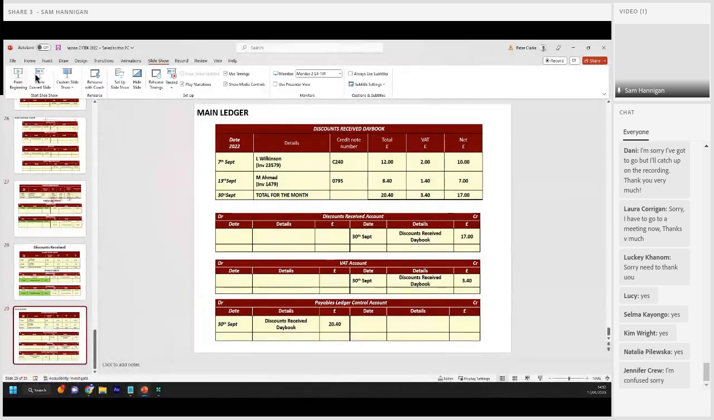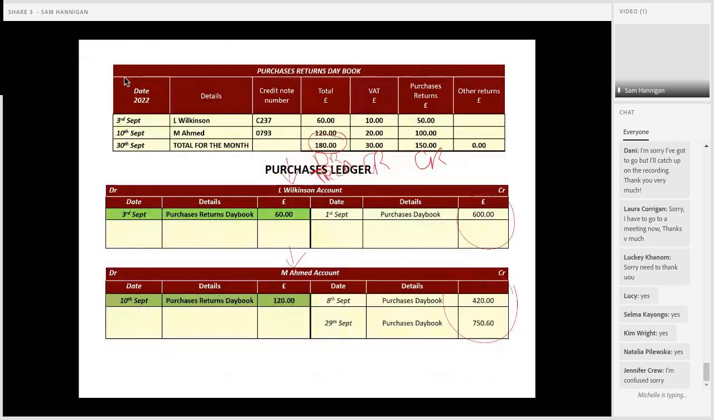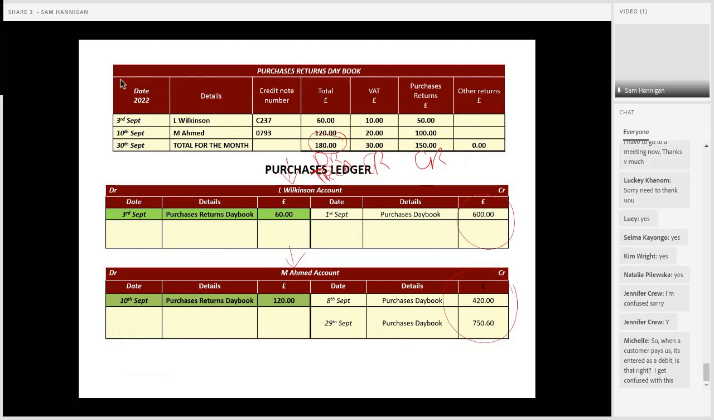Okay, so the reason why we're doing that is because we're trying to reduce the liability. Right, hang on a minute, Janet. So you're happy with the purchase day book? So you're debiting your purchases, debit your VAT, and then credit your trade payables. So when it comes to the purchase returns, we don't put anything in the purchase account. So what we're doing is we are crediting.